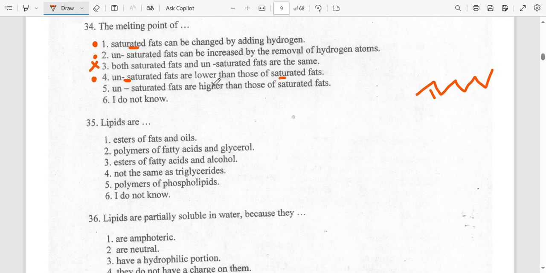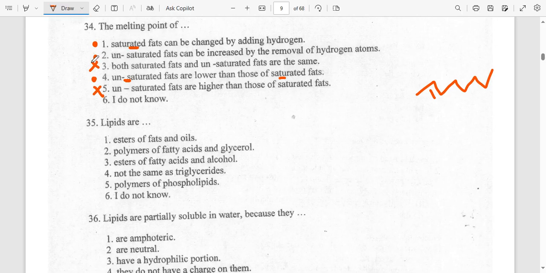The melting points of unsaturated fats are higher than those of saturated fats. Let me look at this. The melting point of unsaturated fats are higher. So this is not true. So we should be able to review the one option on top. The melting point of both saturated fats and unsaturated fats are the same. They are not the same, they're actually different.